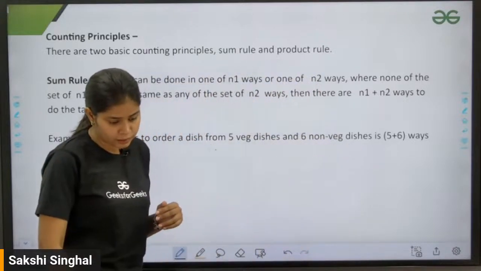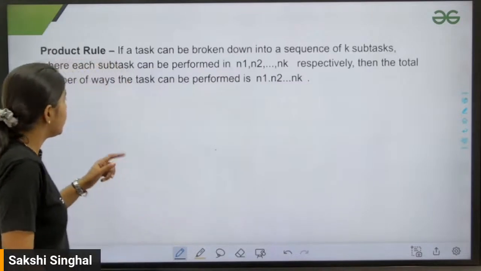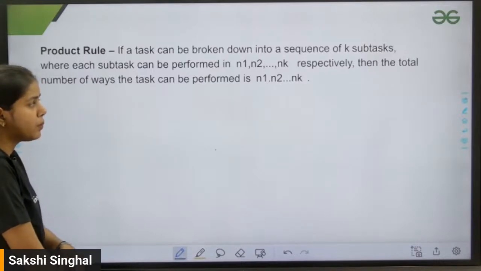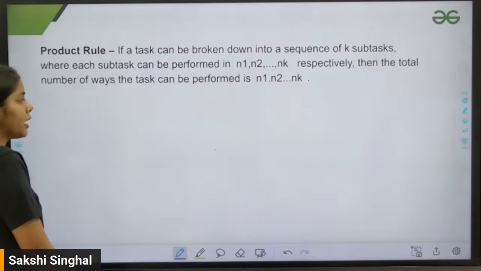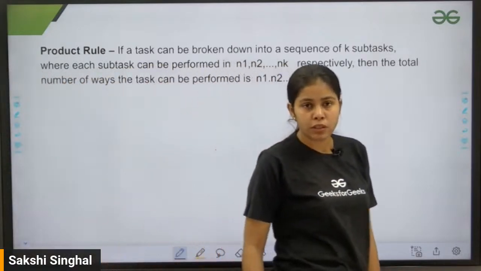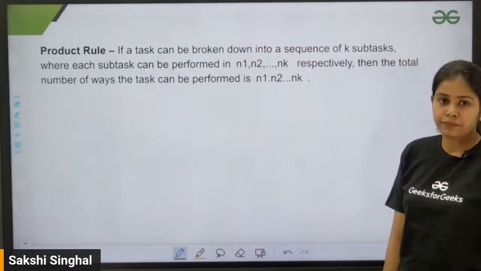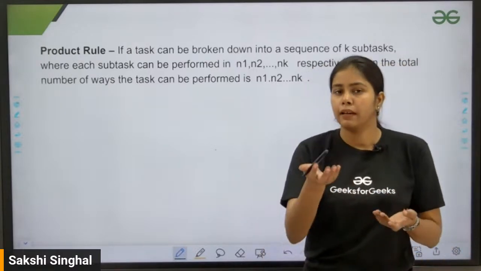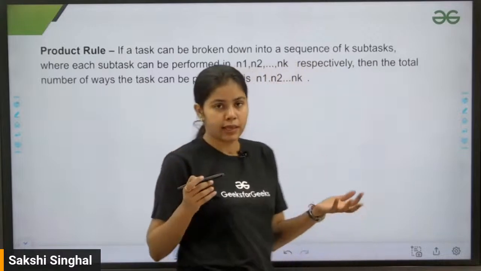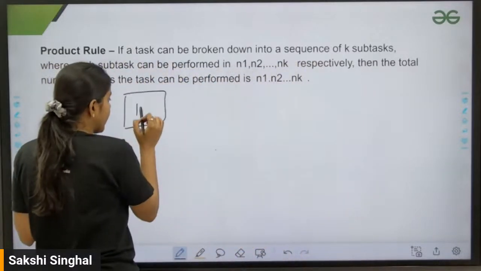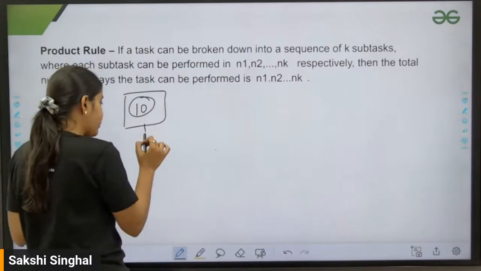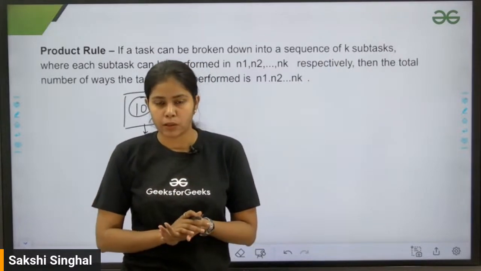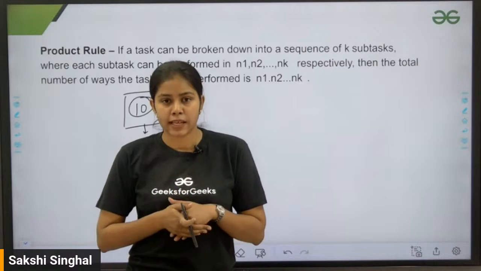Similarly, we have the product rule as well. If a task can be broken down into a sequence of k subtasks where each subtask can be performed in n1, n2, nk ways respectively, then the total number of ways the task can be performed is the product of all those n1, n2, nk, right? So let's say I have to pick some balls. Let's say I have a bag, and in this bag I have 10 balls. Out of this bag I have to pick first 2 balls and then 3 balls, right? So how many ways do I have?